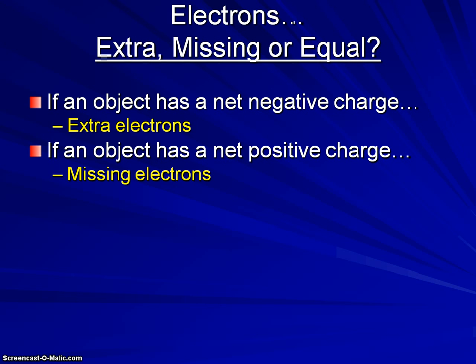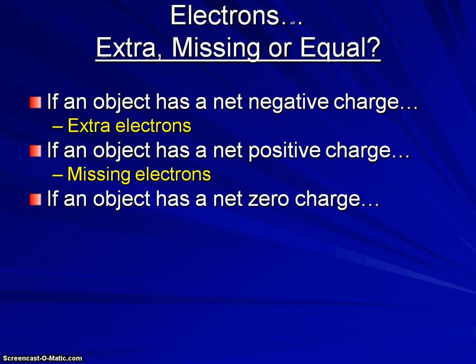This is probably the most confusing part of the whole thing: understanding an object with net positive charge isn't because it was given positive charge. It's because negative charge was taken out of it. But, of course, Ben Franklin, who's the one that first talked about this, had no idea about the structure of the atom. He had no way of knowing that we were taking electrons out. So we won't hold it against him. If an object has a net zero charge, then, of course, we have an equal number of electrons.